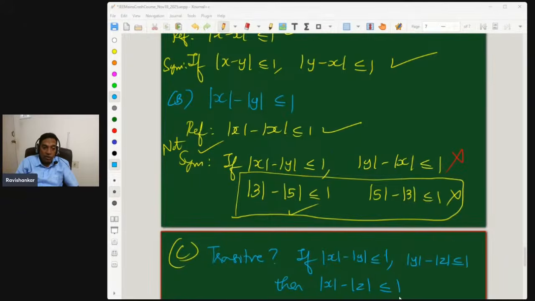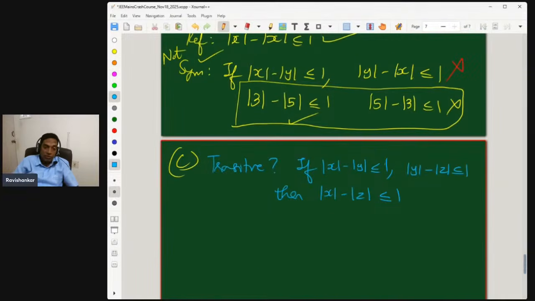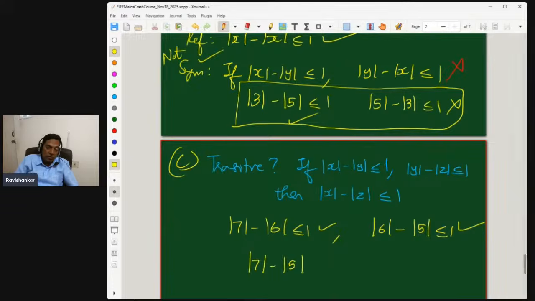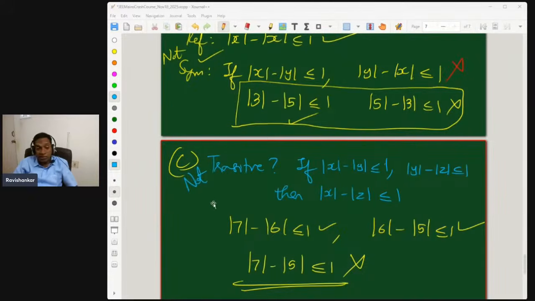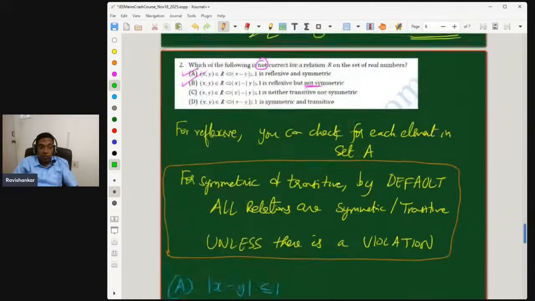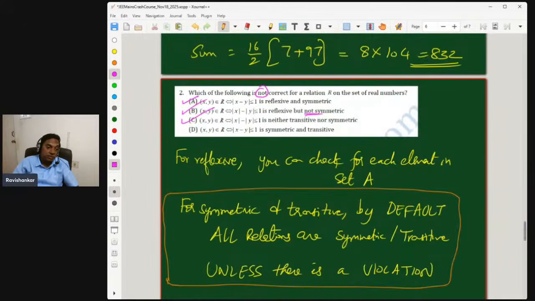Now, you can clearly see that that's not the case, because if you make it equal to 1, for example, mod 7 minus mod 6 less than or equal to 1, correct. Mod 6 minus mod 5 less than or equal to 1, correct. Mod 7 minus mod 5 less than or equal to 1 is wrong. So not transitive, that is what you have to check. Not transitive is correct. That means overall option C itself is correct. So the only option left is D.